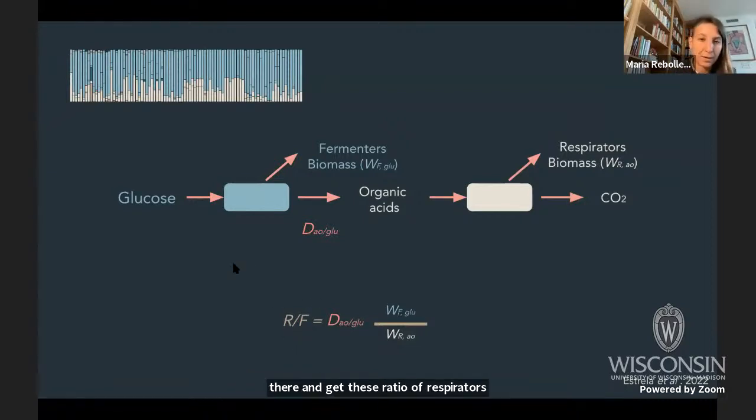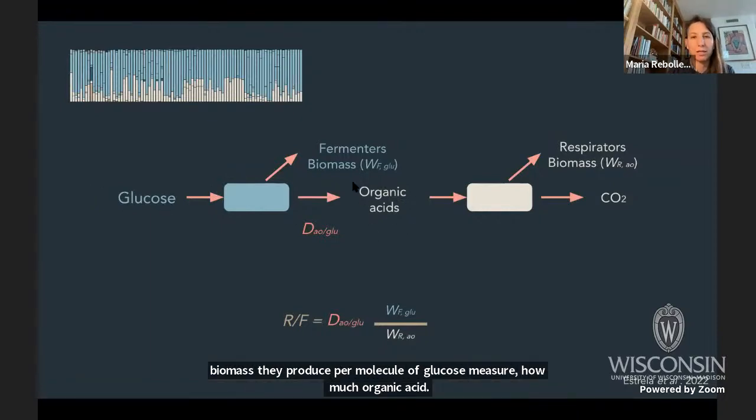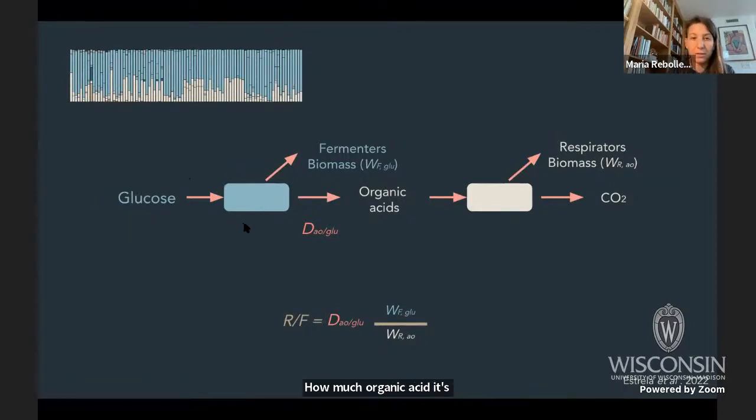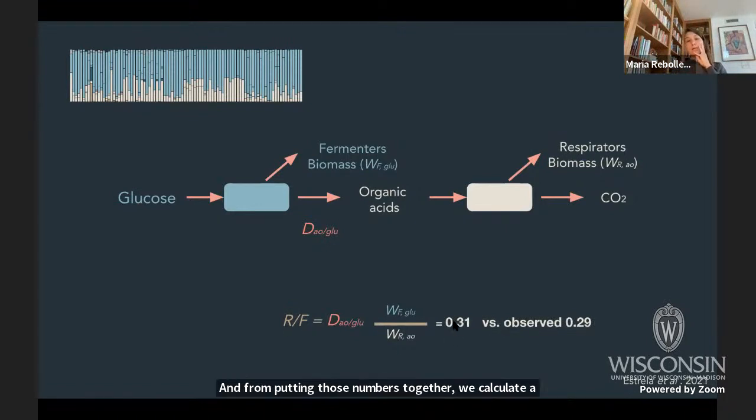What's really cool about this is we can measure all these parameters without actually having species interact. So we can give fermenters glucose, measure how much biomass they produce per molecule of glucose, and measure how many organic acids they produce per molecule of glucose. And then separate from that, we can give the respirators organic acids and see how much biomass they produce with that.